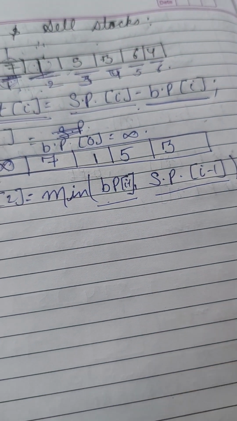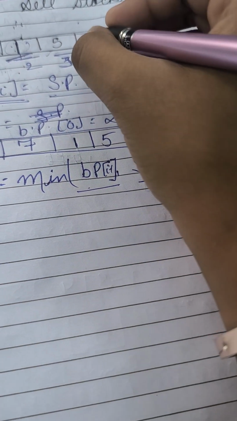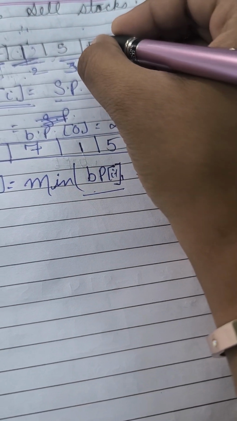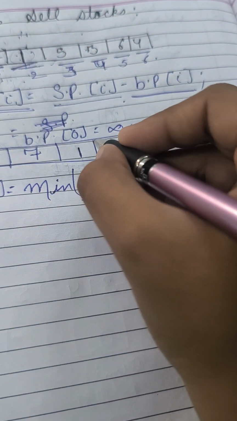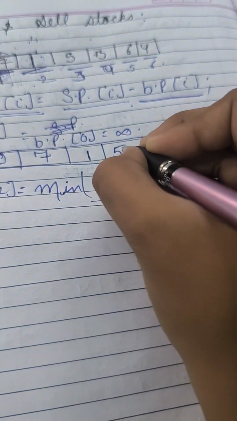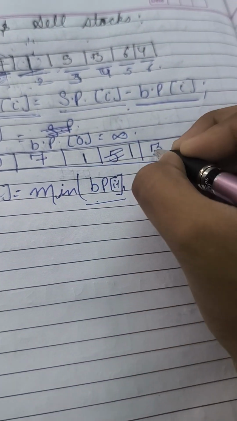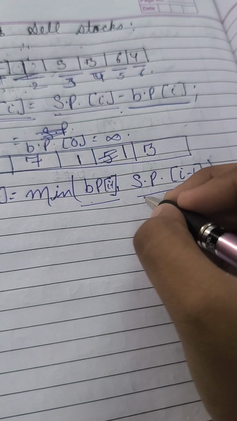Oh sorry, I'm so sorry. See, over here we made a mistake. For the 4th day, if the user is selling at 3 rupees, then he would have bought with the minimum of these two. So it would be the minimum of buying price I-1 and selling price I-1, it would be 1 only. No, I'm so sorry. For the fourth one also it is going to stay like this only.